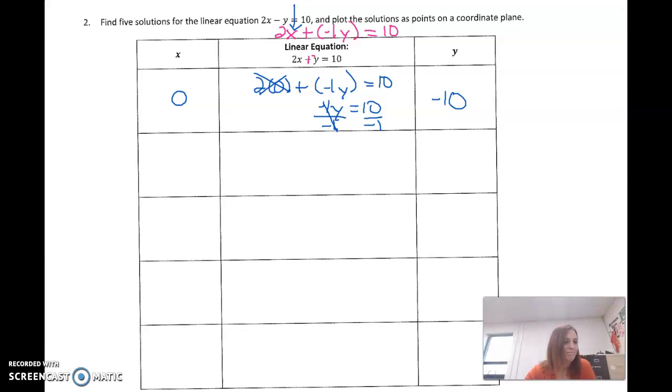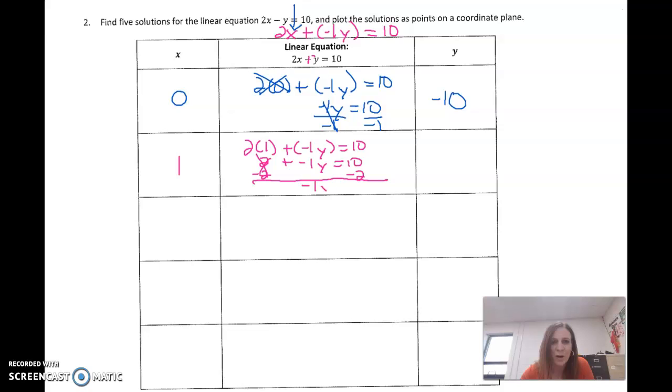All right, 1. I'm going to say, plugging it in here, 2 times 1 plus a negative 1y equals 10. Now we're going to do a little solving here. Nothing too bad, though. Remember, we're solving for y, so we always get rid of whatever's being added to or subtracted from. So I'm going to get rid of this 2. Whatever I do to one side, I do to the other. That cancels. I'm left with negative 1y equals 8. Then I'm going to divide both sides by a negative 1. 8 divided by negative 1 is a negative 8.